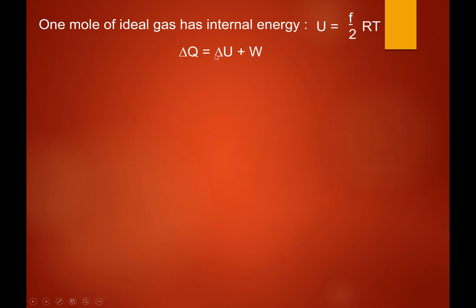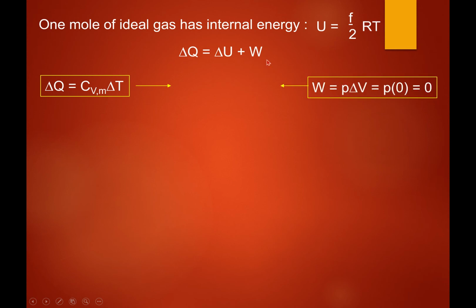From the first law of thermodynamics, delta Q equals delta U plus work. From the previous lesson also, we have discussed the equation for the heat, which equals n CVM delta T. The n is 1, so we get delta Q equals CVM delta T, and we are going to substitute here. Then for the work done at constant volume, there is no change in the volume, so it is 0. Zero times the pressure gives 0, which means the work is also 0.